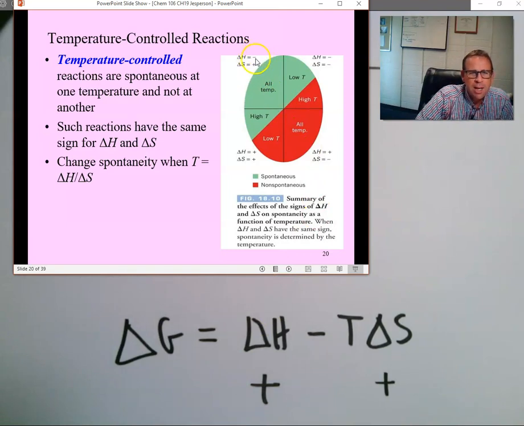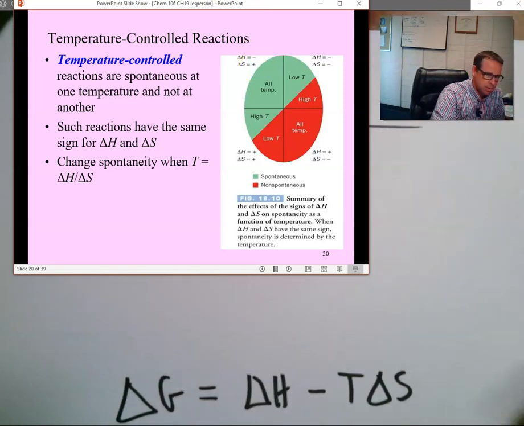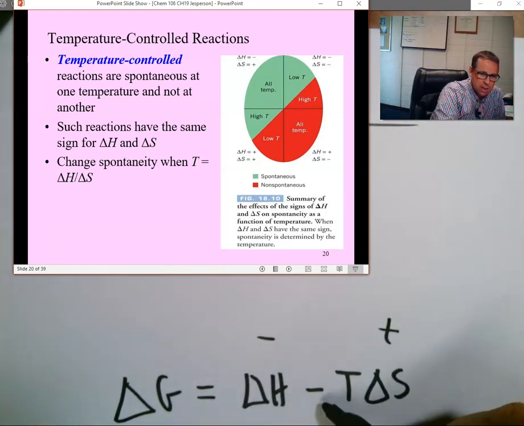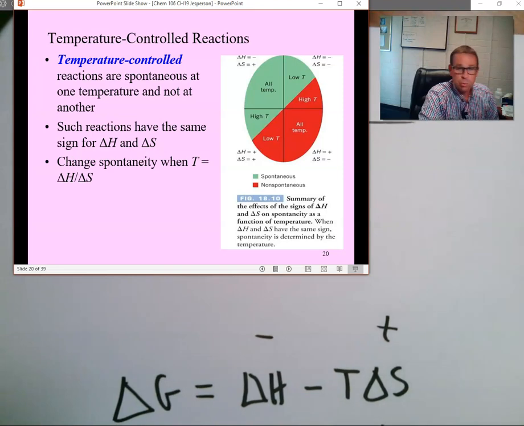If delta H is negative and delta S is positive, right? Let's visualize that really quick. Delta H is negative. That's favorable for a reaction being spontaneous, right? And if delta S is positive, because there's this negative sign here, then at any temperature you throw into this equation, the reaction will be spontaneous.